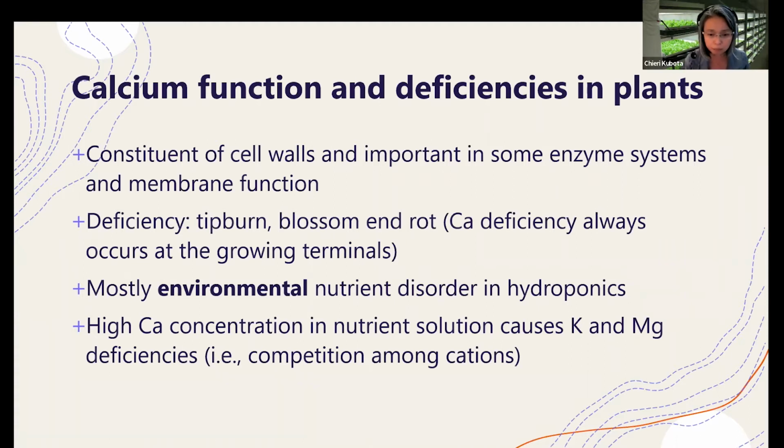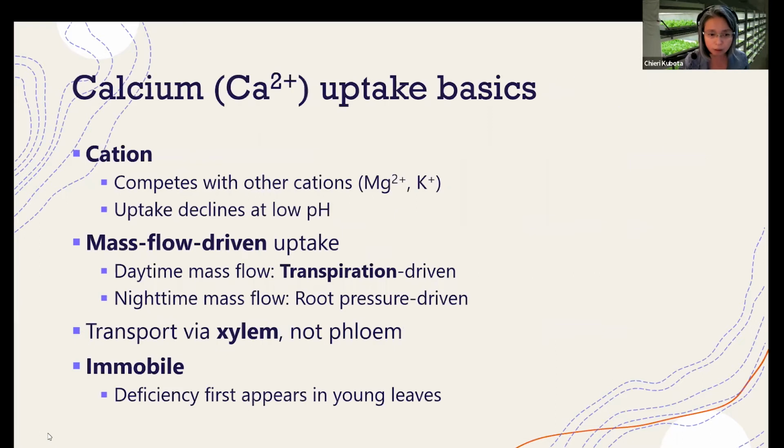So, a little bit more about calcium. Calcium is again a cation, therefore it competes with magnesium and potassium. And also calcium uptake is reduced when pH is low. Why? Because low pH means more hydrogen ions. Hydrogen ions are also cations, therefore they compete with calcium.